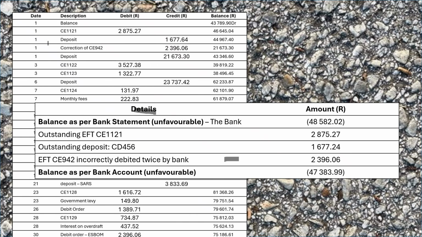So we started off with an unfavorable bank balance. This is February's bank reconciliation statement. It was given to us. We need to check that item, and that item if it appears on the bank statement. And I see 2875, 167,764, 239,606, 2396.06. So cross it off. There it is.